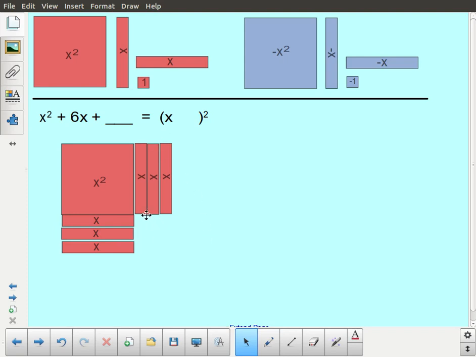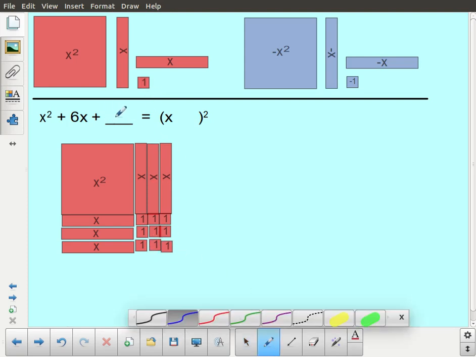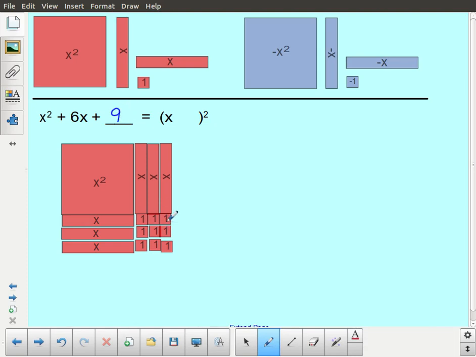And now, well, what's left over here? What would fit in here? And if we space it out, you can see it's 3 wide and it's 3 tall. And so that's going to give me a total of 9. And that's where the 9 here comes from, the fact that I've got 9 singles here.